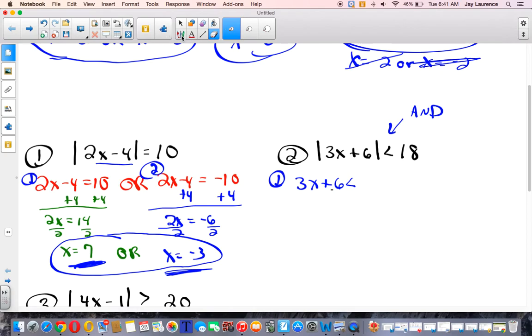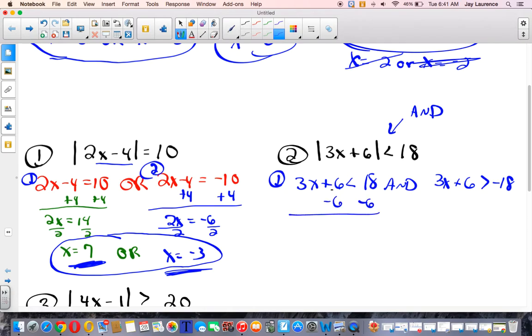Okay. So, and 3x plus 6 is greater than negative 18. Yeah, I have to flip the inequality when I change that sign. All right. Going to subtract 6 and get 3x is less than 12. Divide by 3, divide by 3. X is less than 4.